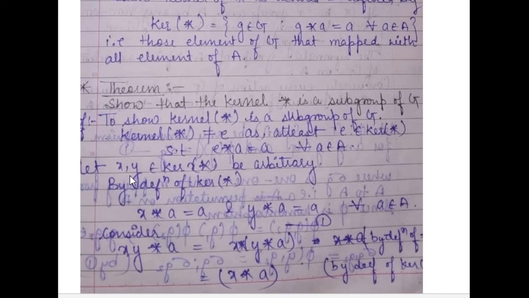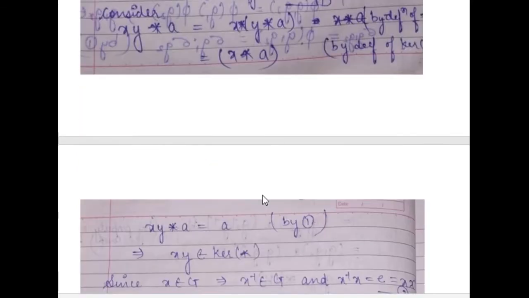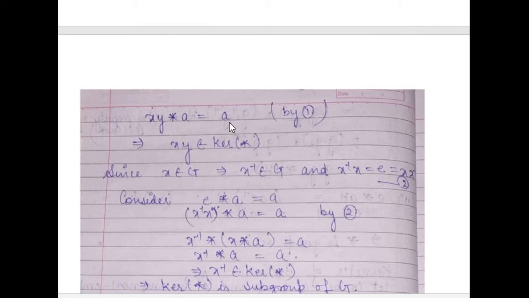Now let us consider X and Y to be two arbitrary elements of this kernel. So by the definition of kernel, X star A will be A and Y star A will be A for all A belonging to A. Now let us consider X Y star A, and you can say it is X star Y star A, and Y star A will be A. So this will be equal to X star A by the definition of kernel, and X star A is equal to A.